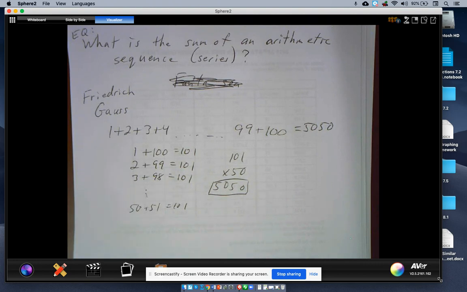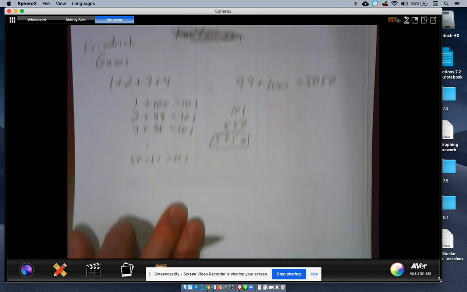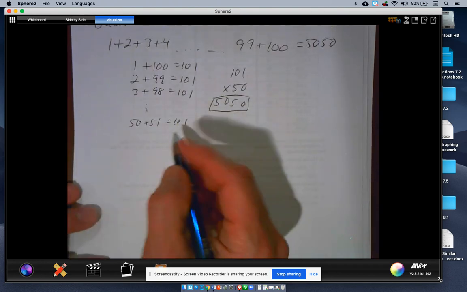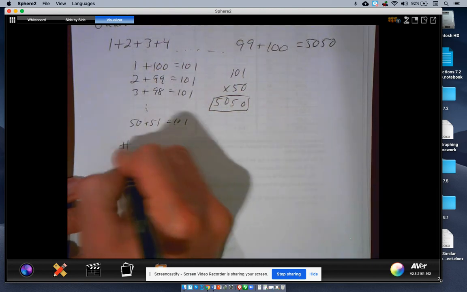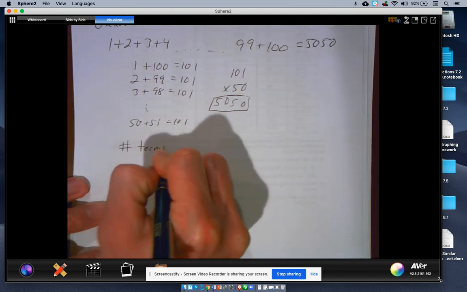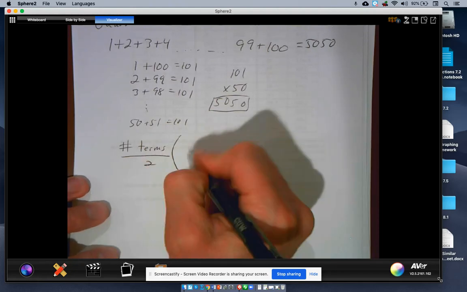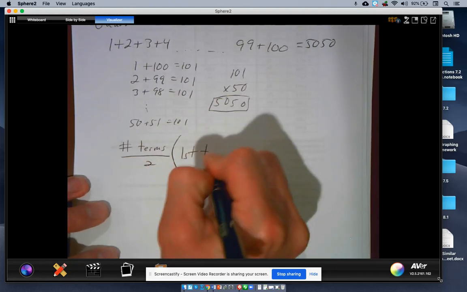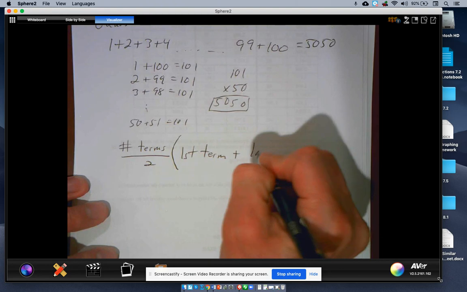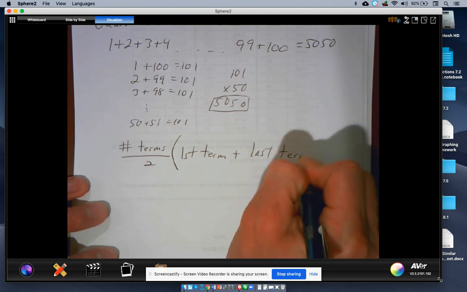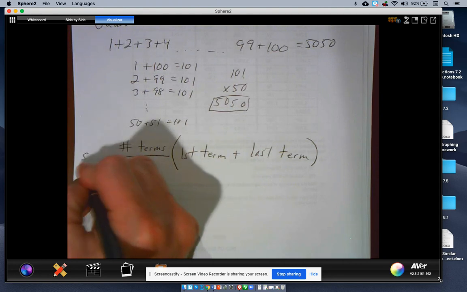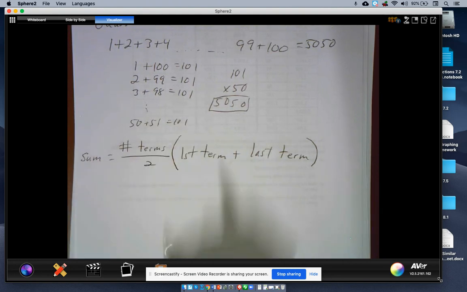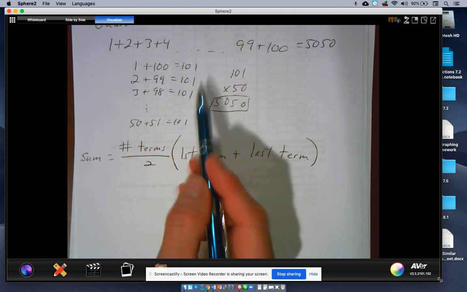So there's this formula for adding up the sums of these sequences. Here's how the formula works. The formula is the number of terms over 2 times the first term plus the last term. I know that may not make a lot of sense right now, but let me show you how to use this formula. This would be the sum of all those numbers. That's what he was doing here. Let me show you how he did it.